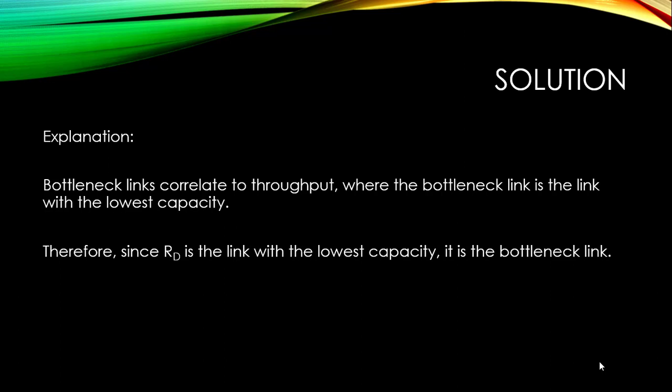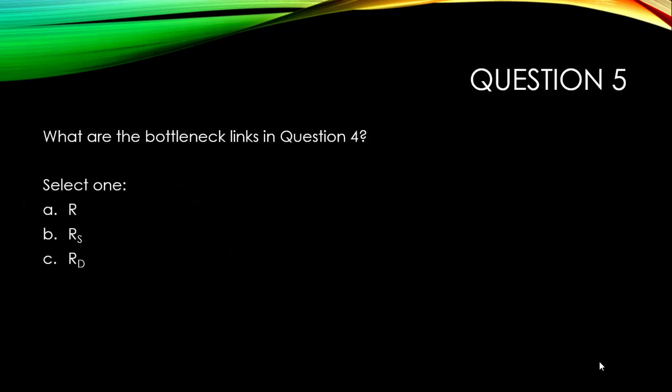And again, looking back to the analogy of traffic or water going through pipes, it makes sense that the place where the least amount of throughput or the least amount of capacity is also going to be the place where things bottleneck up. And so therefore, we already determined that the destination link of capacity, RD, is the link with the lowest capacity, so therefore it is our bottleneck link. For question 5 again, we know that the bottleneck link in question 4 will be RD, and we can select that answer.